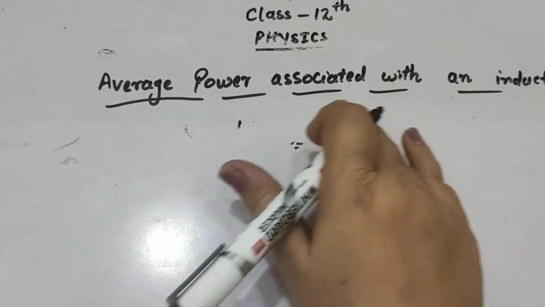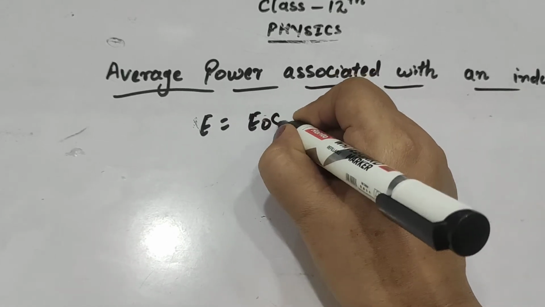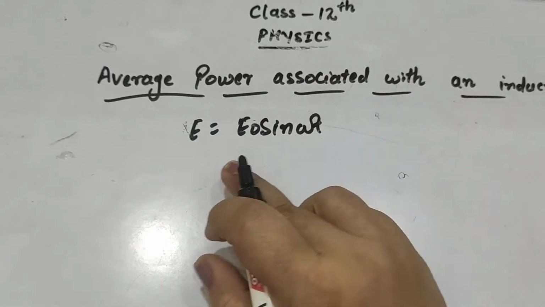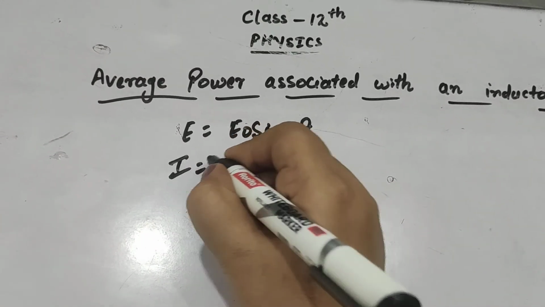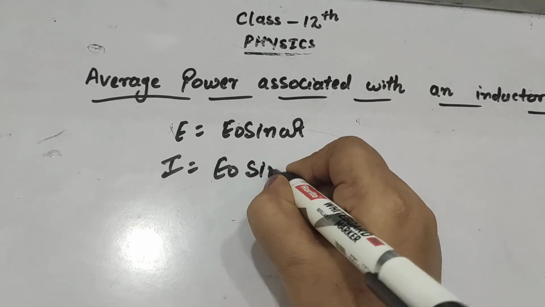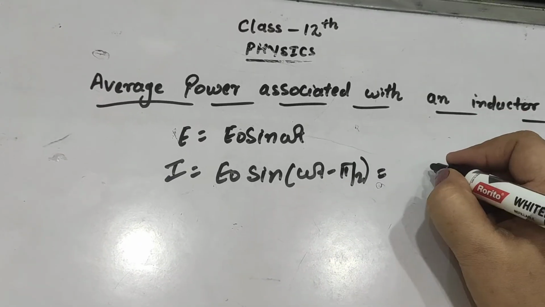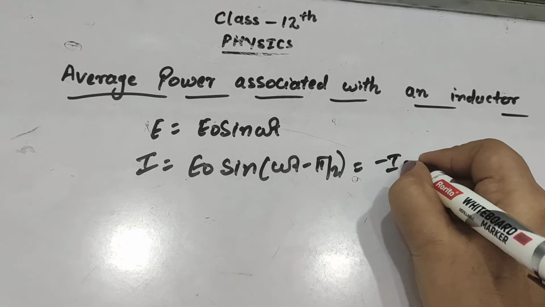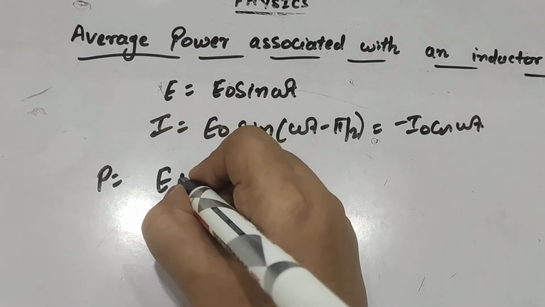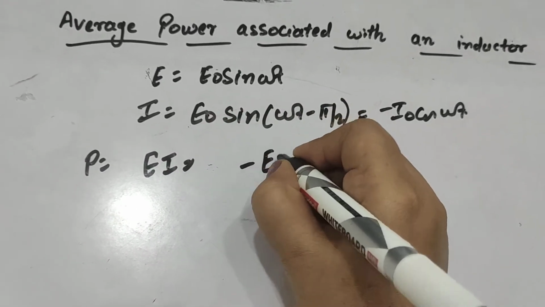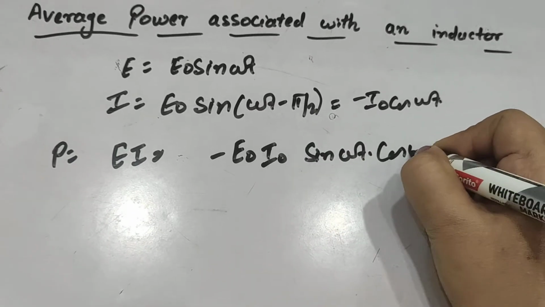Okay, so let us consider the EMF is given by E = E naught sin(omega t). Since current in the inductor lags behind the voltage by pi by 2, the current I is given by I = I naught sin(omega t minus pi by 2), which is equal to minus I naught cos(omega t), right? So power is given by E into I. This is minus E naught I naught sin(omega t) into cos(omega t).